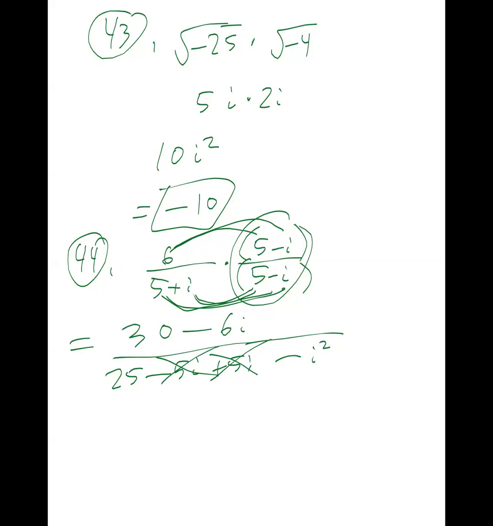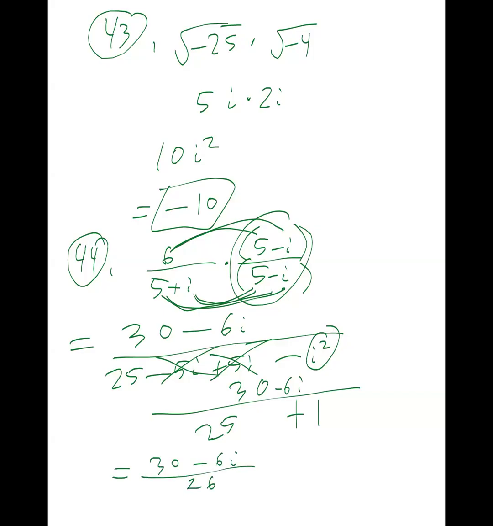So I'm almost done. Should I stop here or is there anything else I can do? Yes, because look at the i squared. Remember what i squared is? Negative 1. And what is a negative times a negative 1? Positive 1, right? So this actually becomes positive 1. So you get 25 plus 1, and then you get 30 minus 6i on the top. What's 25 plus 1? 26. So you get 30 minus 6i over 26, which is almost the answer, but not quite.